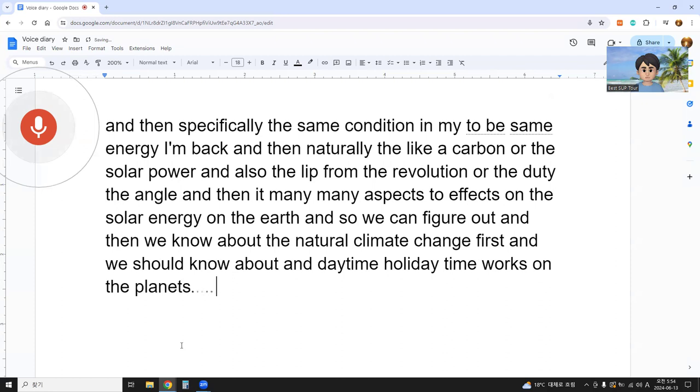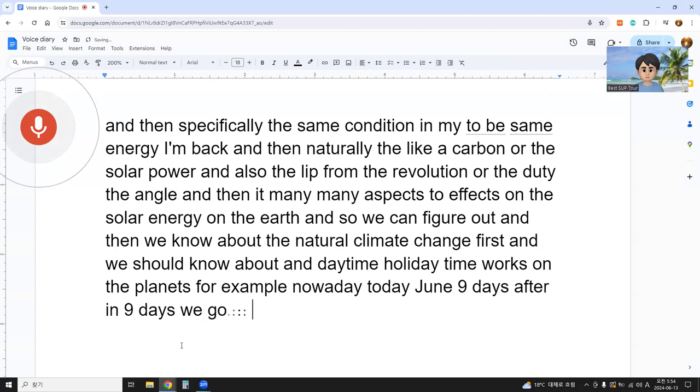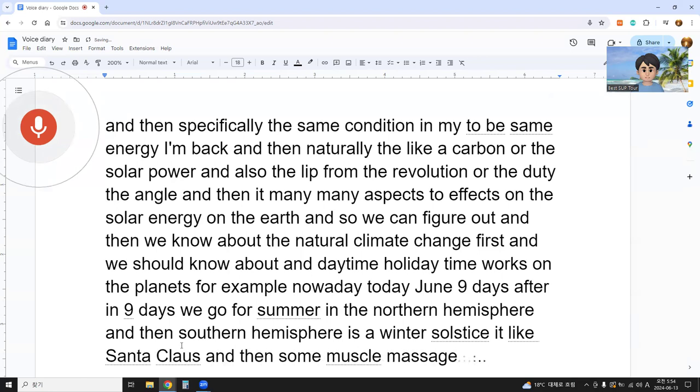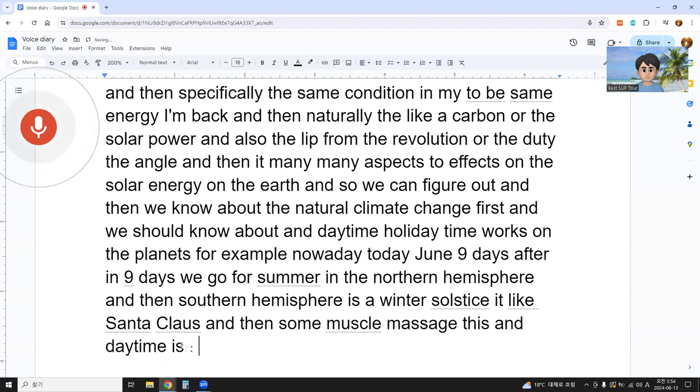For example, today is June 13, and in 9 days we go toward the summer solstice in the northern hemisphere, and the southern hemisphere has the winter solstice. It's like a sand clock. At the summer solstice in the northern hemisphere, daytime is the longest.